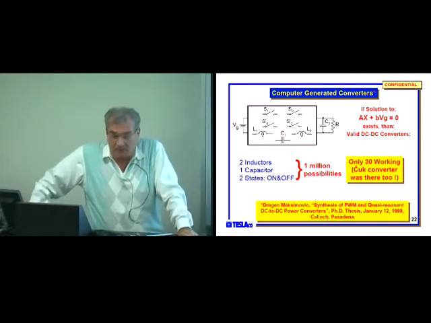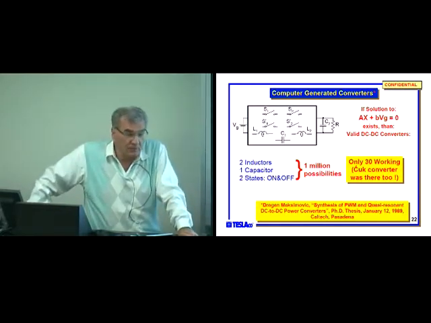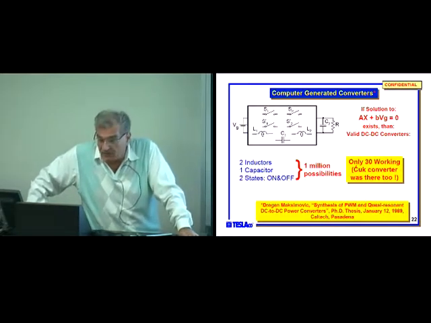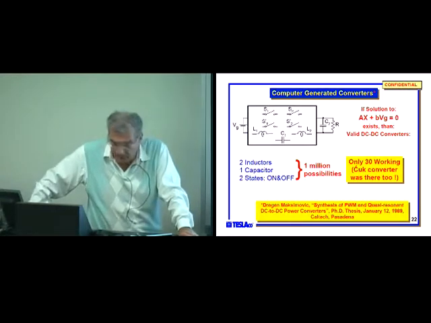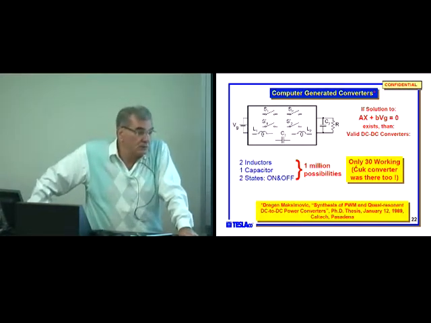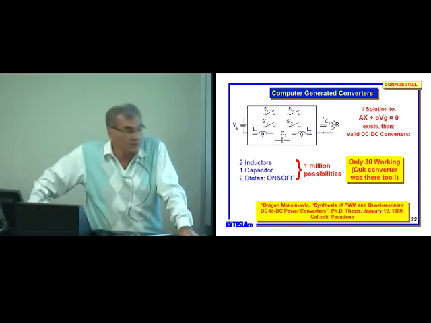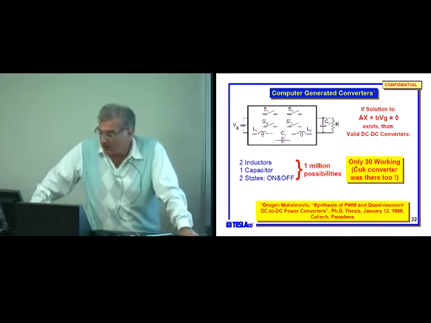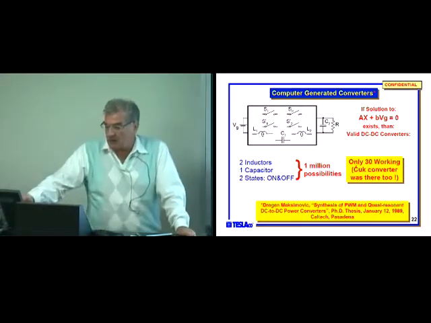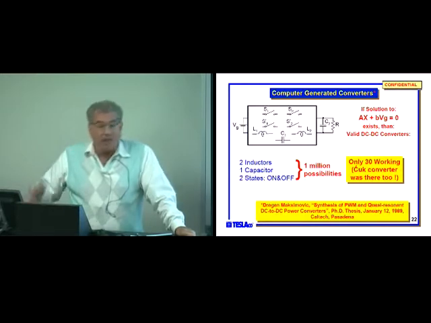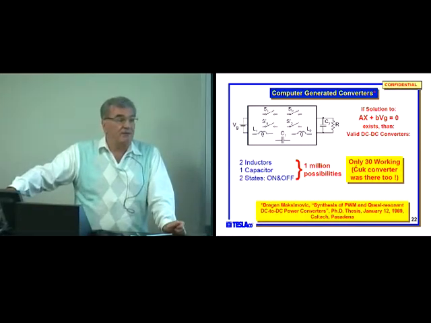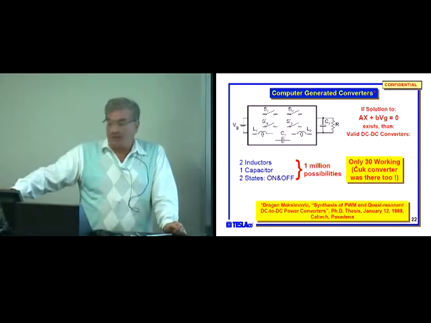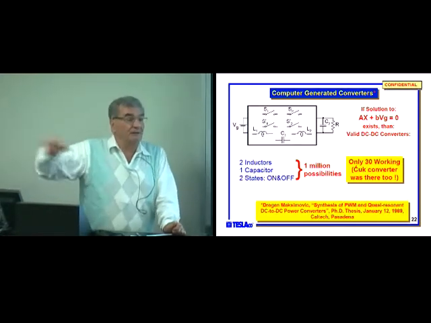1 million possibilities. Dr. Maksimovic, who is now full professor at Boulder, Colorado, and my first PhD student, Bob Erickson, who is also the chairman of the department for many years, and they have their own student who is also now in digital control as a third professor, so they have a pretty strong program in power electronics. He made up this program basically using a single criterion. That was the state space averaging equation, which says if it has a solution, it is a converter. If it doesn't, it's not a converter.